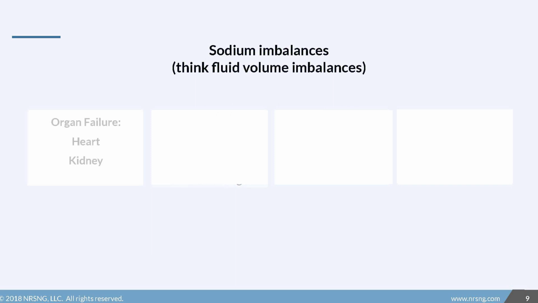Okay, some of the organs that are responsible for sodium balance in the body are your heart and your kidney. So if these 2 organs fail, or if either one of these organs fail, you are going to have a sodium imbalance.